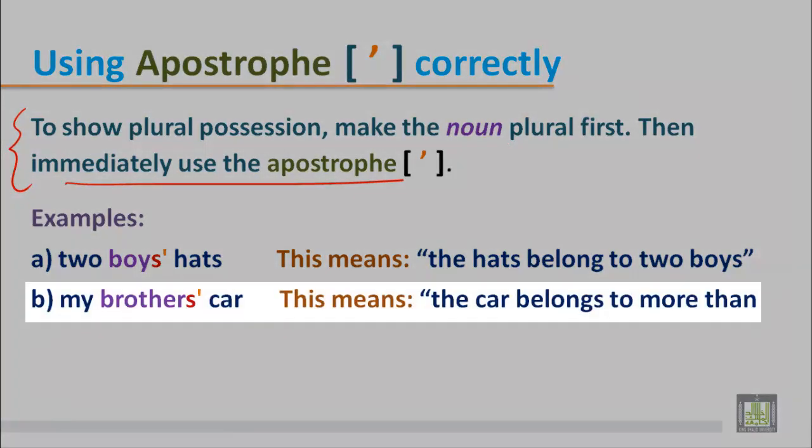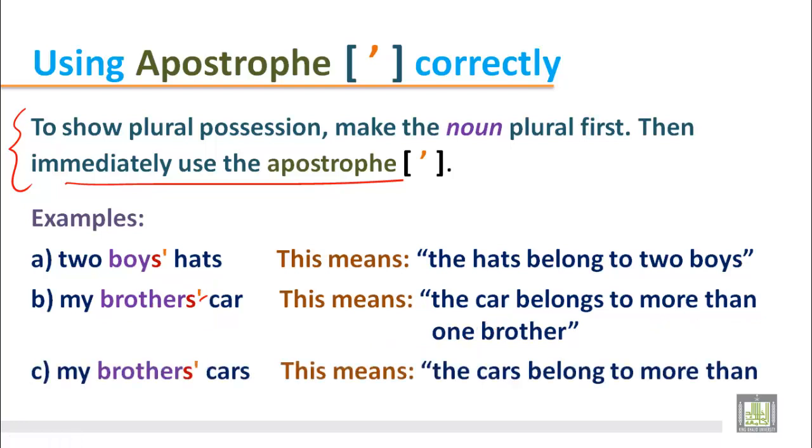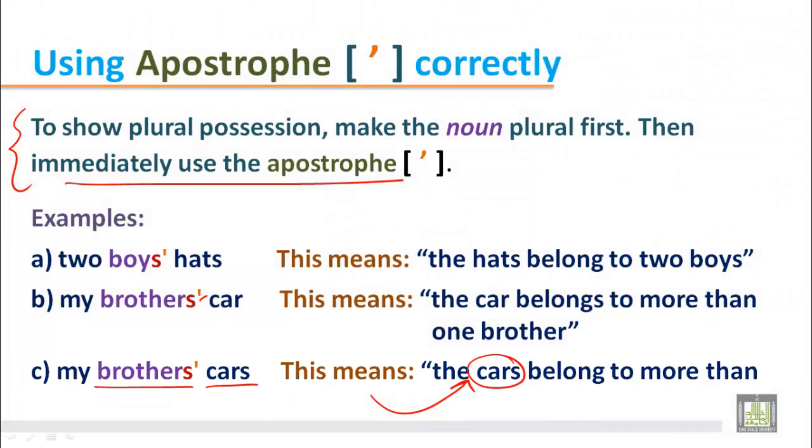Sentence number B, my brothers' car. And here we can find my brothers' car. That means we don't know how many brothers, maybe two or three or four, and it's a plural noun. As we add S to the noun, we put the apostrophe just after it. So it means the single car belongs to more than one brother. Sentence number C, my brothers' cars. Here we have brothers in plural number, and the cars also in plural number. It means there are a lot of cars maybe, but they belong to more than one brother. Not a single car. This time we have many cars as the noun has S. It means many cars, but they belong to more than one brother.